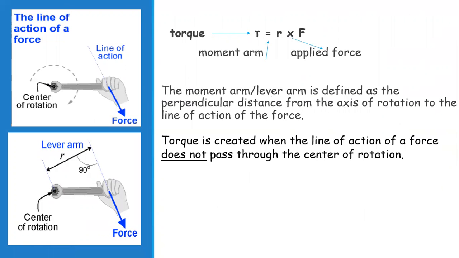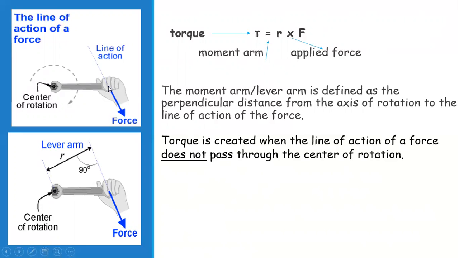And sometimes it is also called lever arm. Now you can see that if we extend, this is the line of action of force, this is the axis of rotation, and this perpendicular distance from the line of action of force to the axis of rotation is called moment arm or lever arm. Torque is created when the line of action of force does not pass through the axis of rotation.